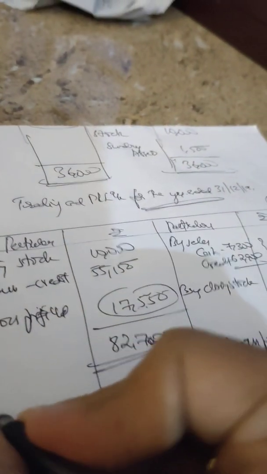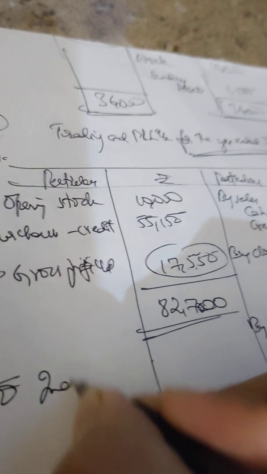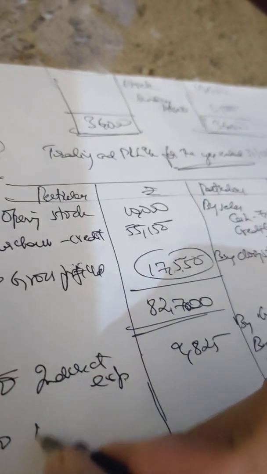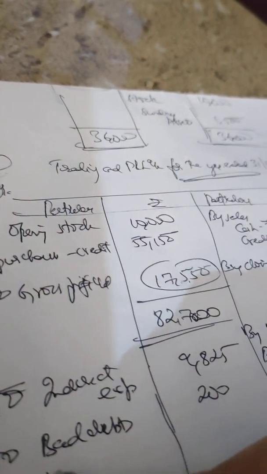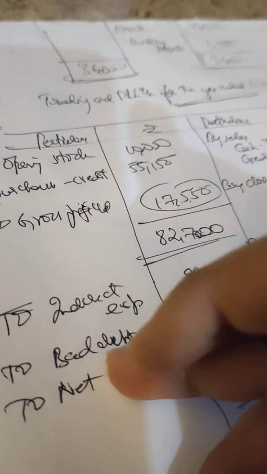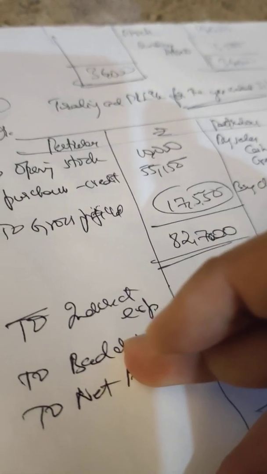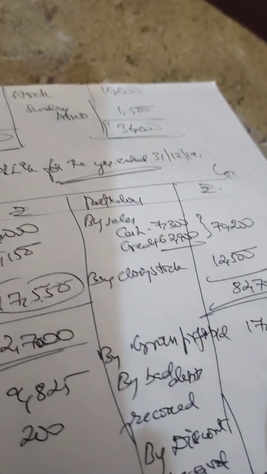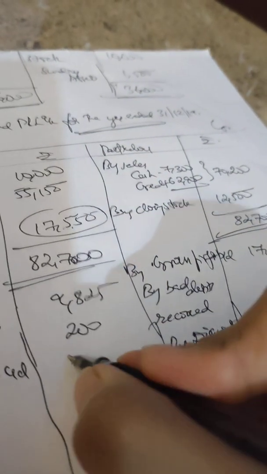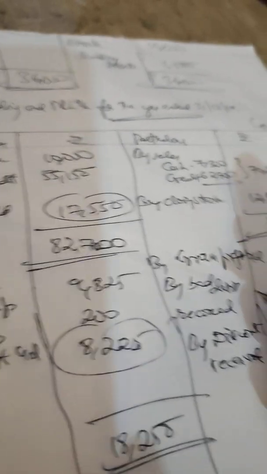Now what else? Let's come to this. We have indirect expenses given. Write that: 9,825. Then to bad debts, that is 200 rupees. Then we don't have any other items, so write to net profit carry down. This being transferred to the liability side is added to the opening capital, isn't it? So let us see the total. How much? 18,250. Here also 18,250. The remaining balance is called the net profit, and how much is it? 8,225. Yeah.